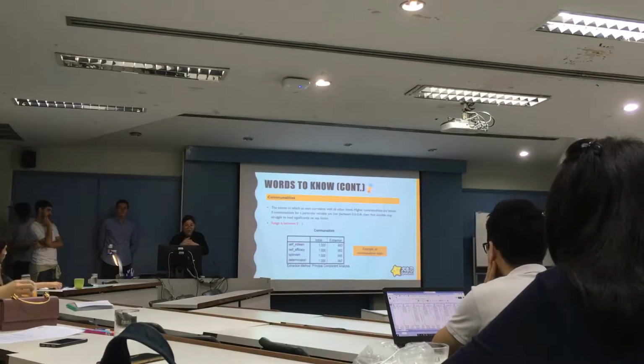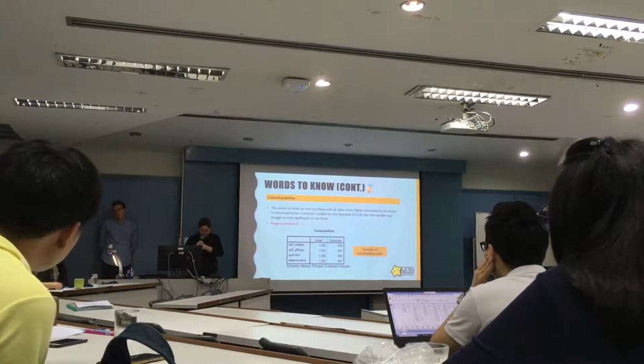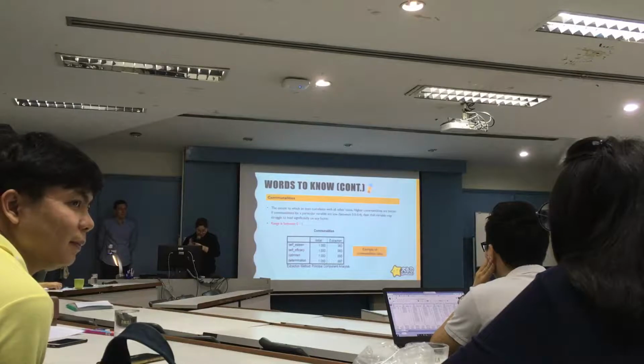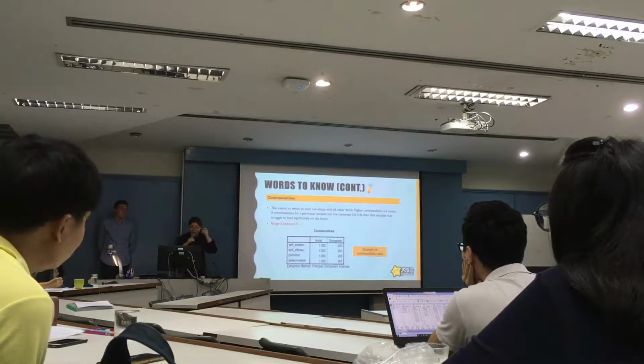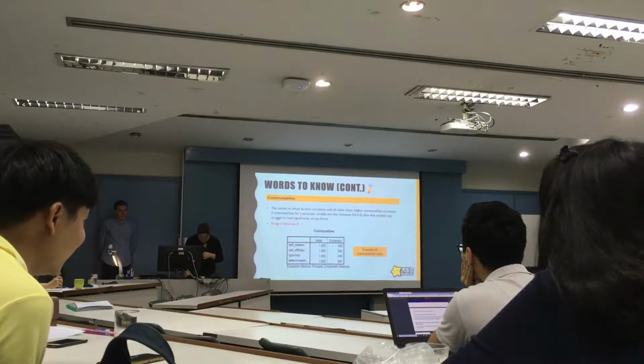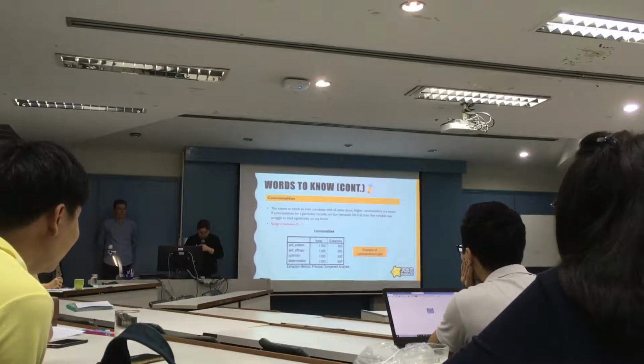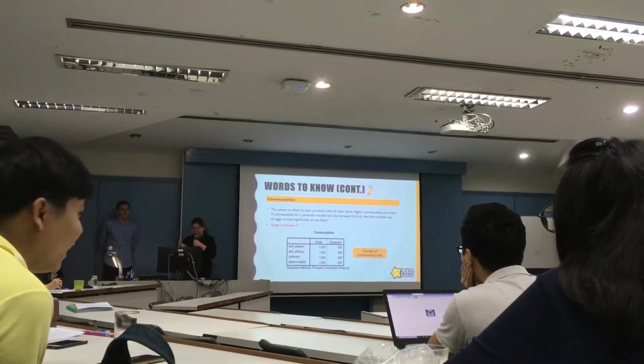And another word to know is communality. Communality is the relationship of one variable with all the other variables, which ranges between 0 and 1. It is the correlation with all other items, and the higher the better.